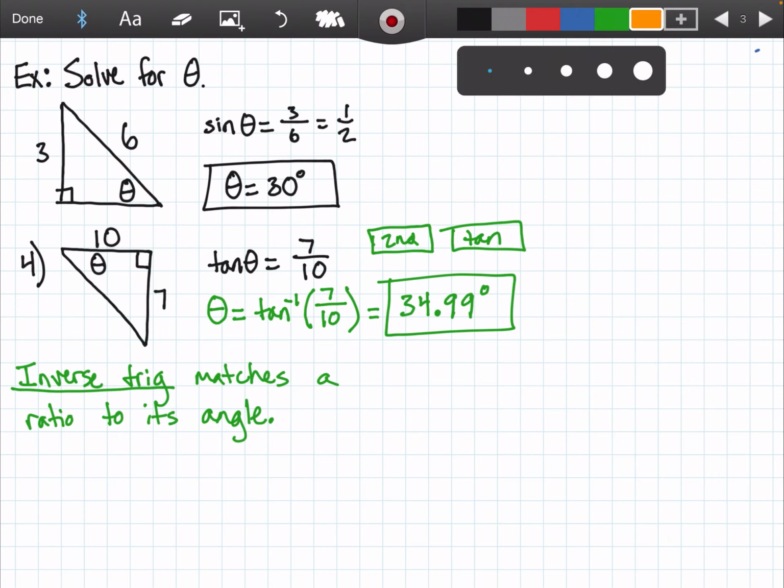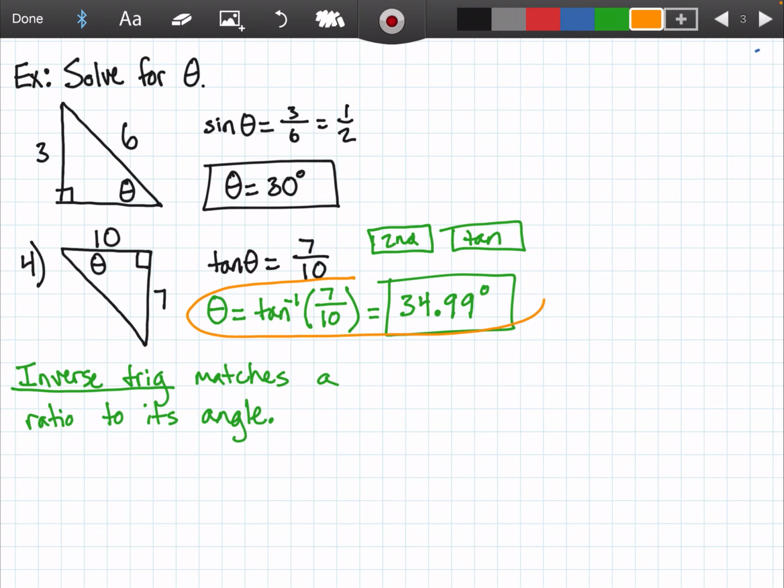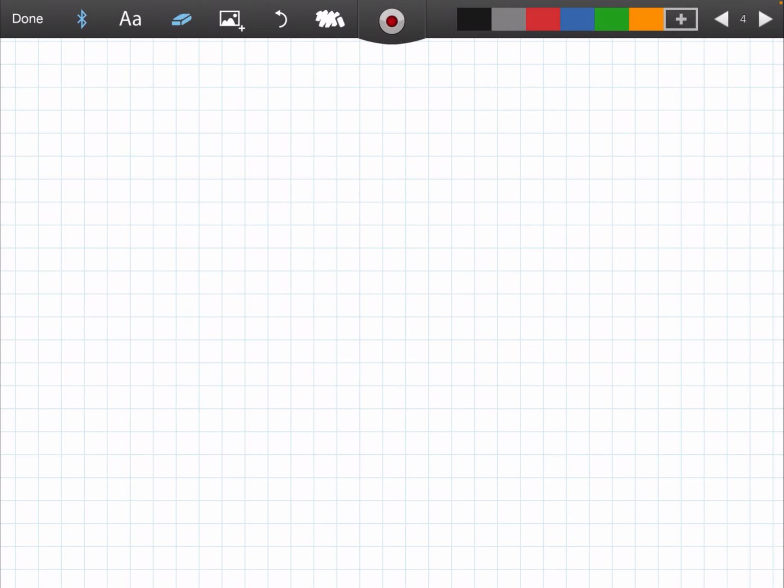How much work would you like me to show, Miss Lambert? Literally, if you could just show me this step, and I'd be happy as a clam. Finding angles is nice because it doesn't take as much effort as finding sides. And even then, your calculator is doing most of the work, so that's convenient.